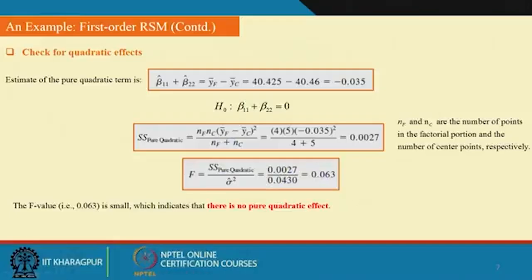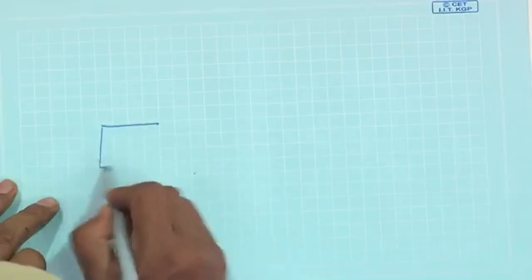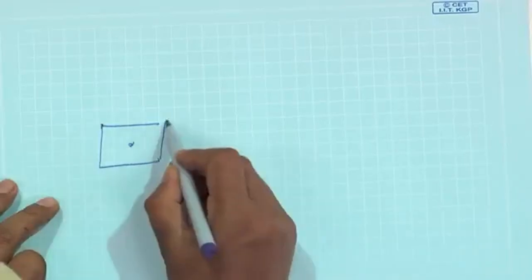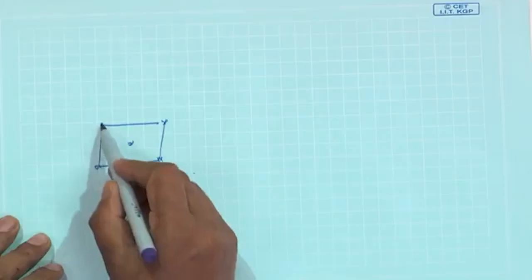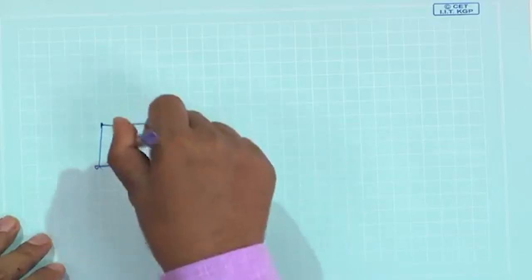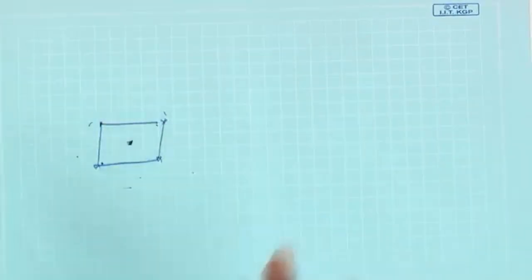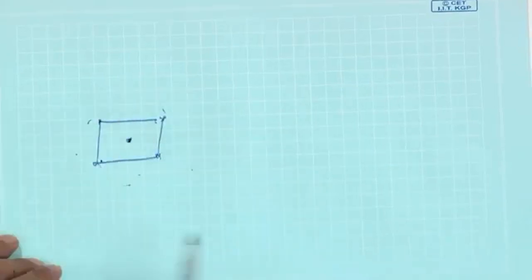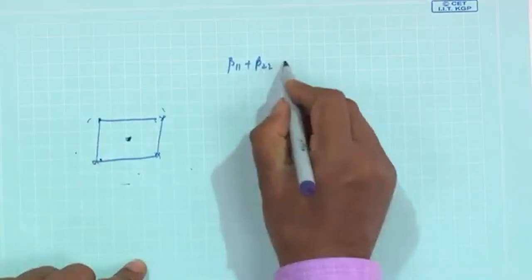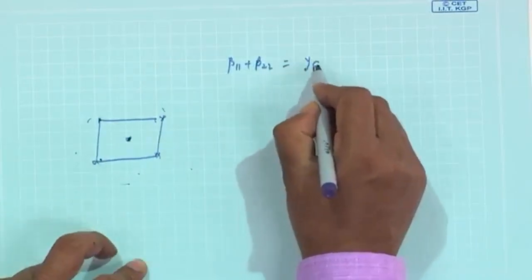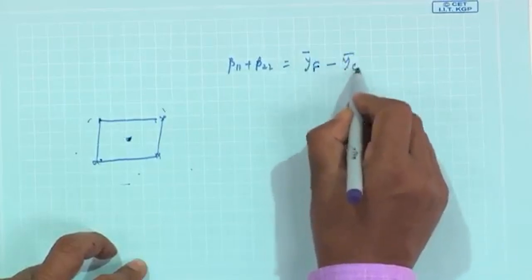Now, go to the quadratic effect. If you recall, we have discussed that if there is a center point and if there is no quadratic effect, then when you develop the response surface, the average at the center points and the average at the corner factorial points will be the same, in the ideal case. The difference will be 0. That means, if there is a quadratic effect like beta 1 1 plus beta 2 2 in this case, it will be represented by y factorial point minus y at center point.